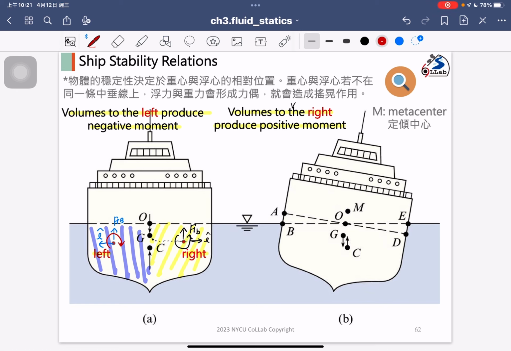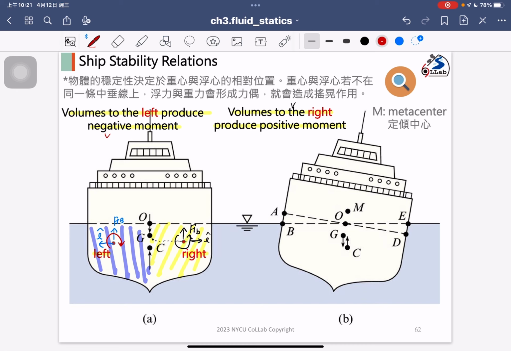So that's the negative moment, right? Because the direction is into the paper. That's why on the left-hand side, the ship can have the steady condition, the stable condition, because the right is the positive moment and the left is the negative moment. The moments always balance each other, so that the ship can just stand there.